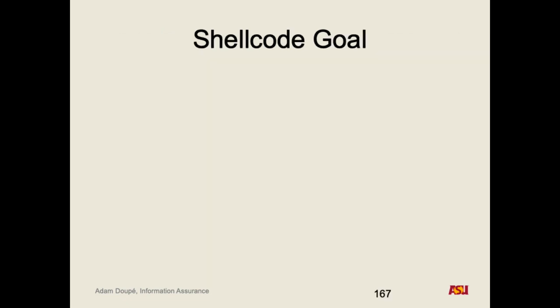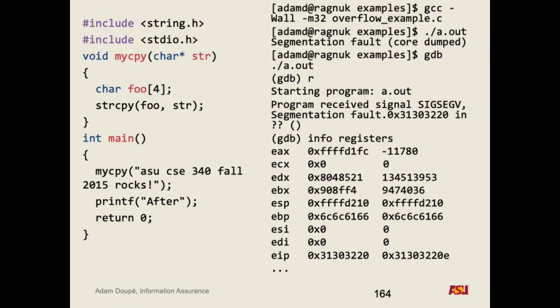So what we want to do is, let's say we can control this instruction pointer. The question is, where do we go? What do we want to get out of this program? What do we want it to execute?